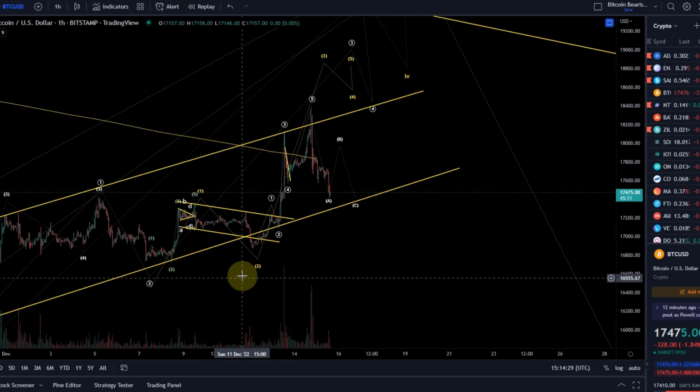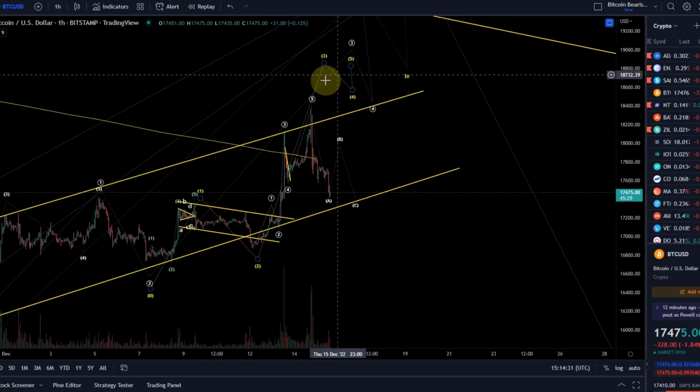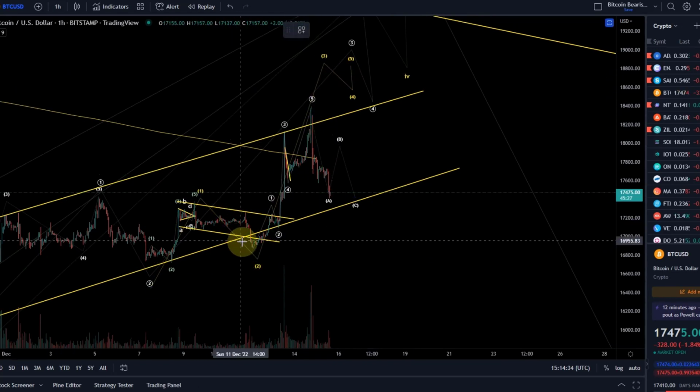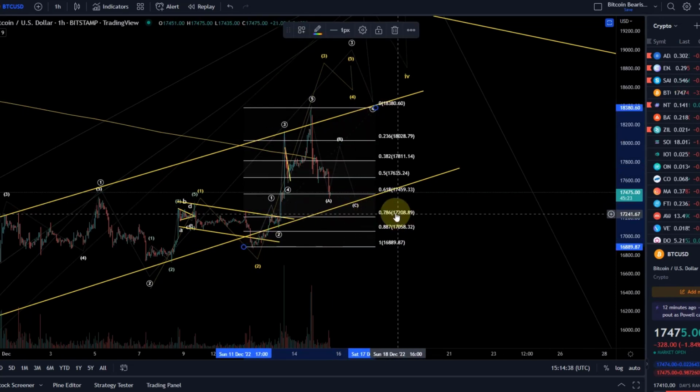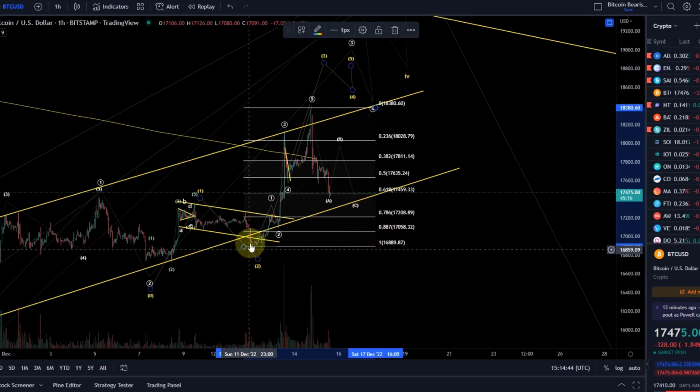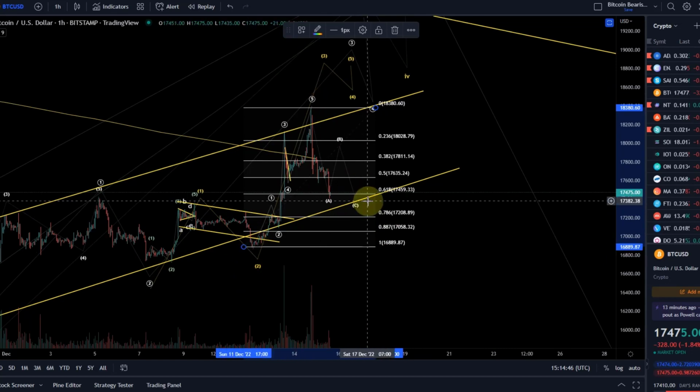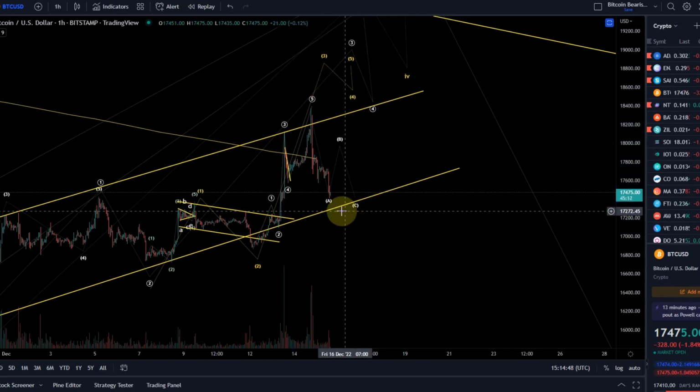Important is, if this really is another 1-2 setup, very important that we would need to hold the $17,200 level. Very important, yeah? But below that, I can't go with the 1-2 setup anymore. I already might change it for the next video.